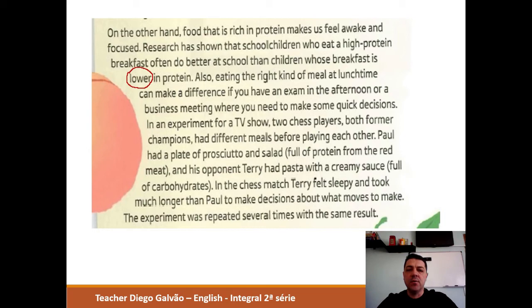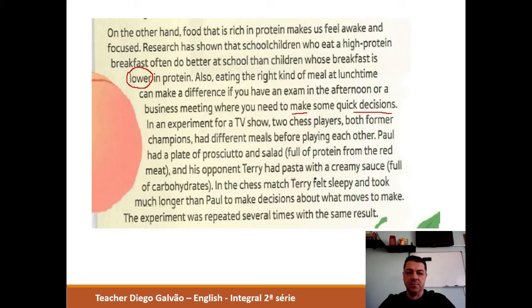Also, eating the right kind of meal at lunchtime can make a difference if you have an exam in the afternoon or a business meeting where you need to make some quick decisions. Point here: you make decisions always. I always hear students saying, let's take a decision. Guys, you don't take a decision. You make a decision, okay? This is a collocation.